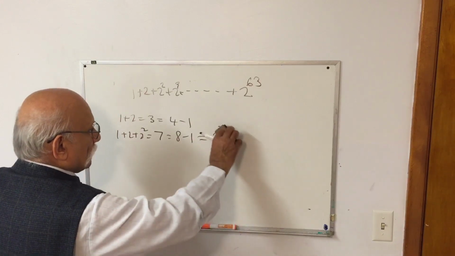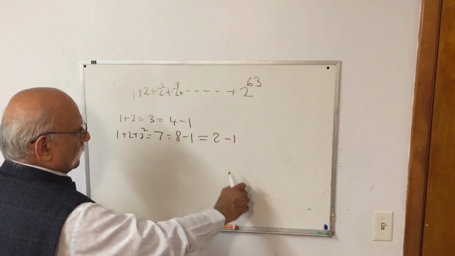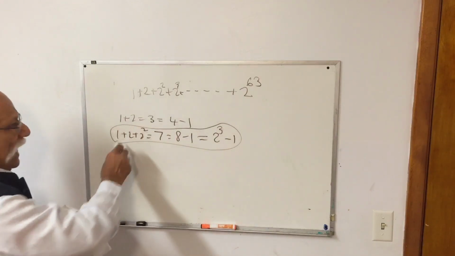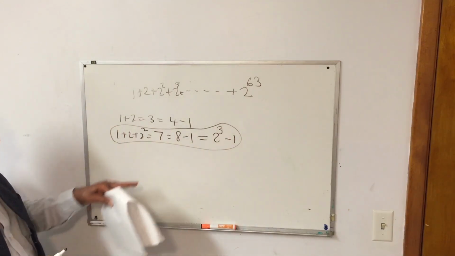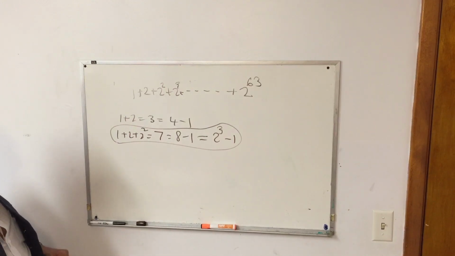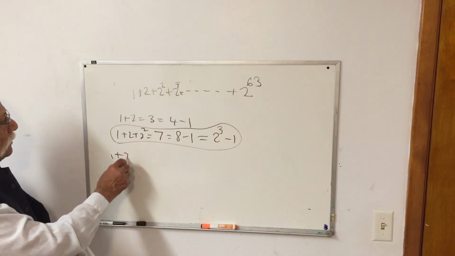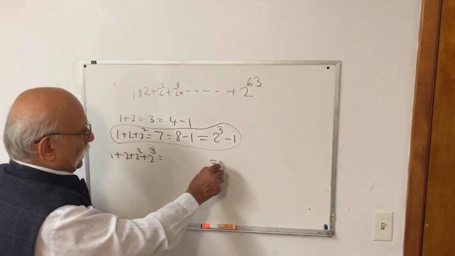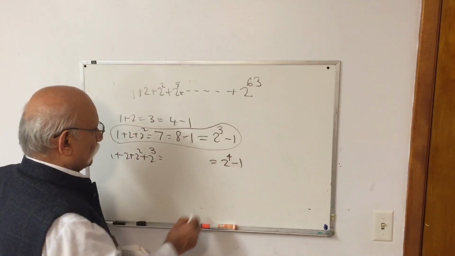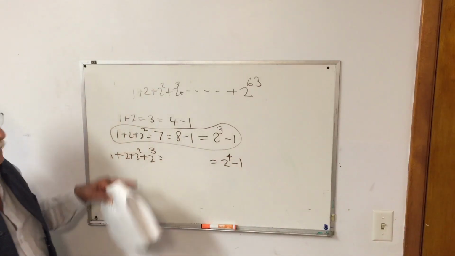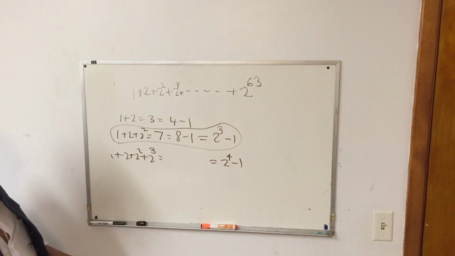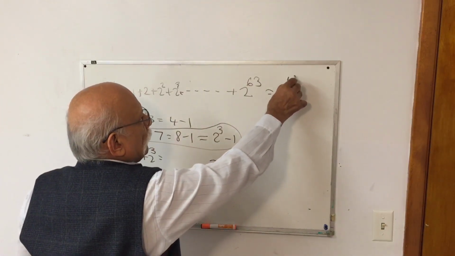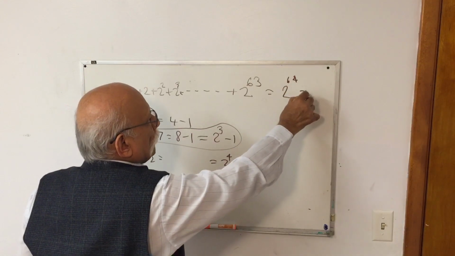And you have to do some work on yourself. So think about this. If I add 3 terms, I get 2 to the 3 minus 1. So if I add 4 terms, 1 plus 2 plus 2 square plus 2 to the 3, the answer will be 2 to the 4 minus 1. Check this out. And therefore, if I add 1, 2, all the way to 64 terms, then the answer will be 2 to the 64 minus 1.